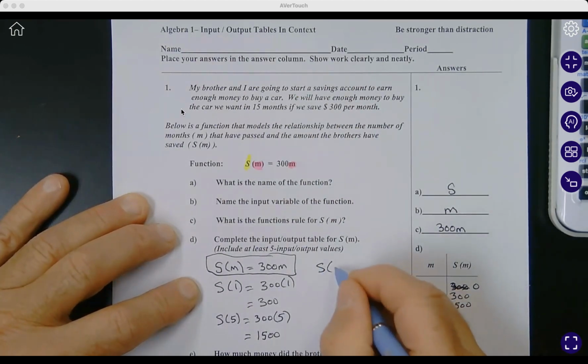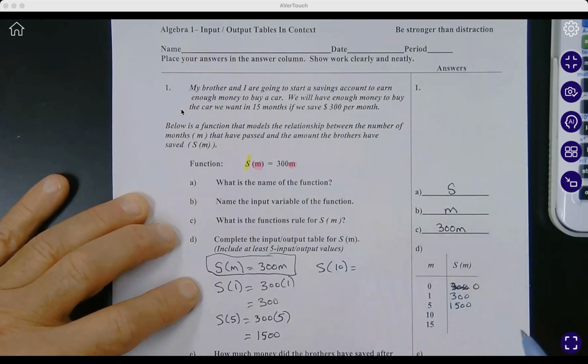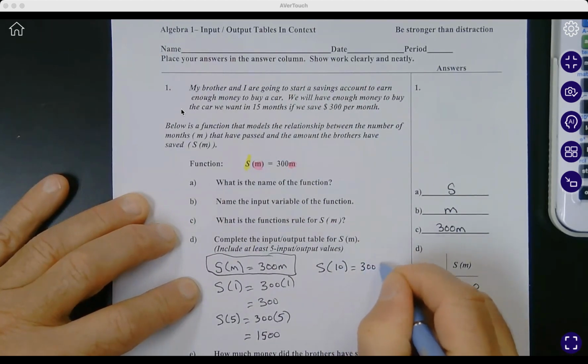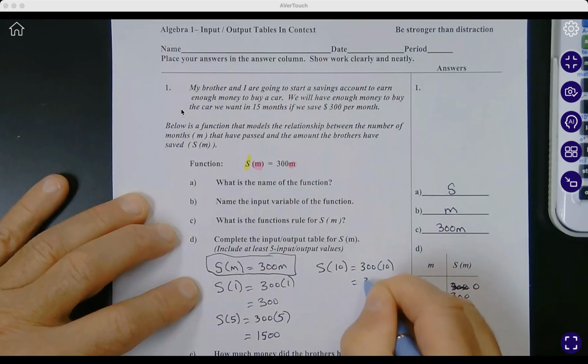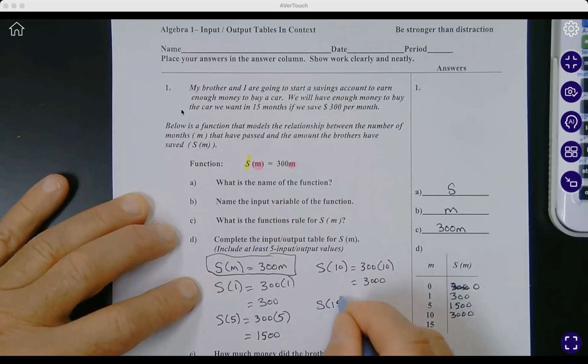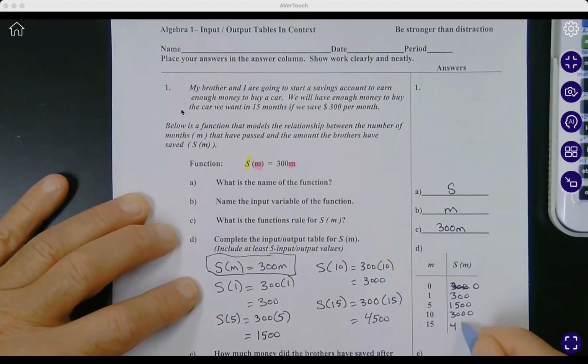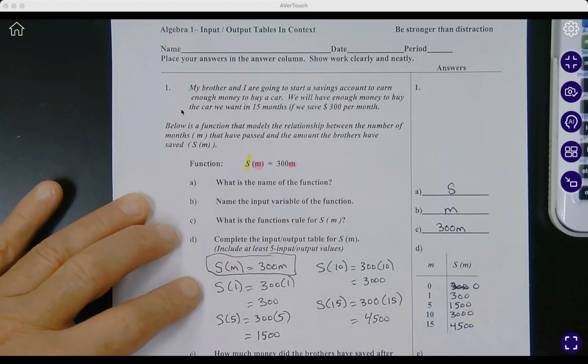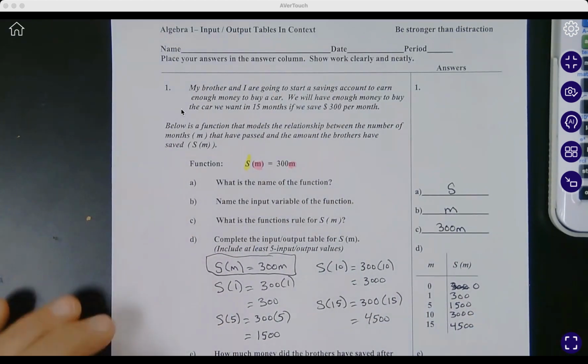S of 10 is going to equal 300 times 10. So after 10 months, we're going to have $3,000 in the account. And then the last input that we have here is 15. So I'm going to go ahead and enter 15, and that's going to give me $4,500. Okay, so those are the inputs and outputs for the brothers saving for a car.